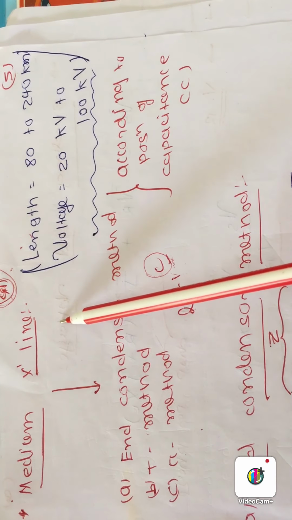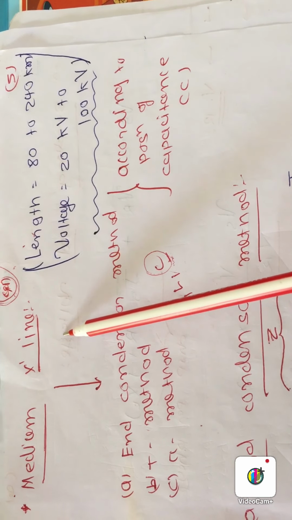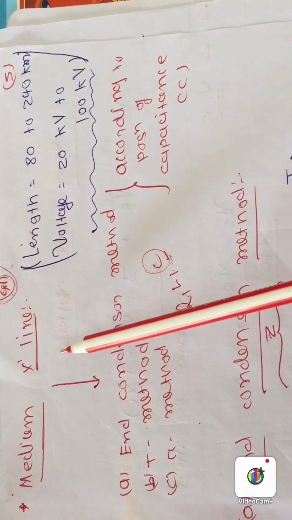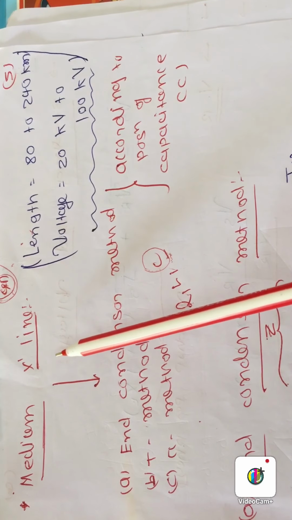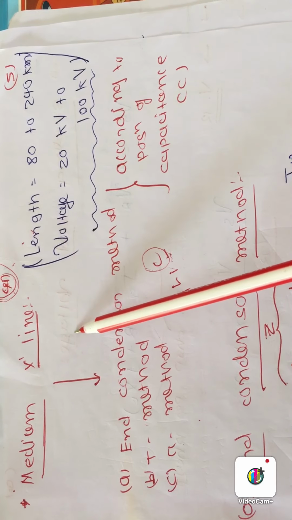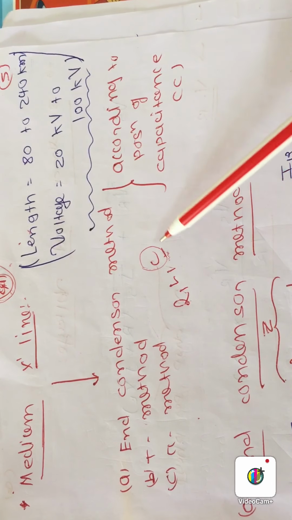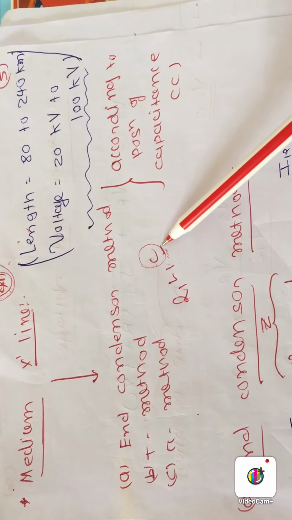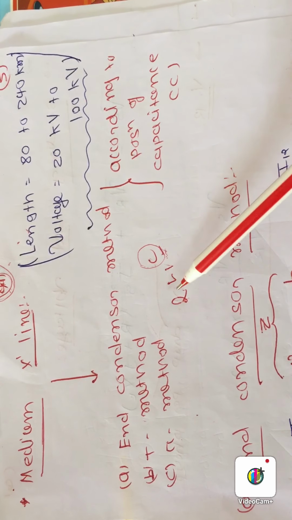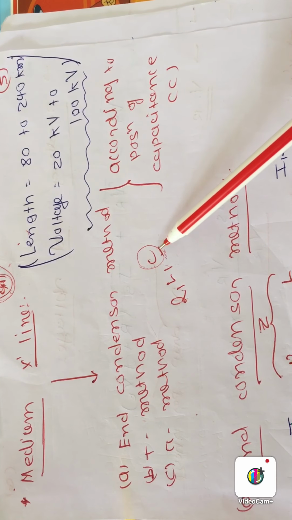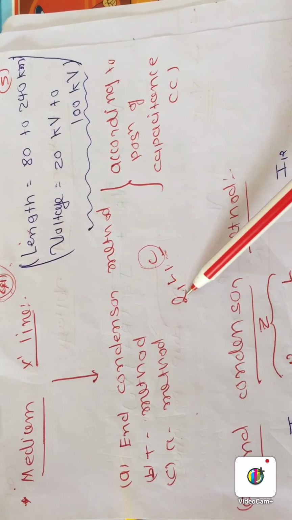Now, in the short transmission line we represent the network using only R and L, only resistor and inductance. But in the medium transmission line, we will represent the transmission line using R, L and C. R and L are both series components, C is a shunt component, so we will represent C in parallel with R and L.